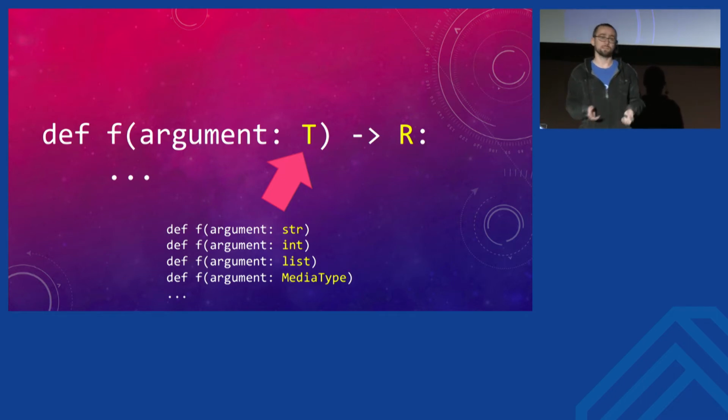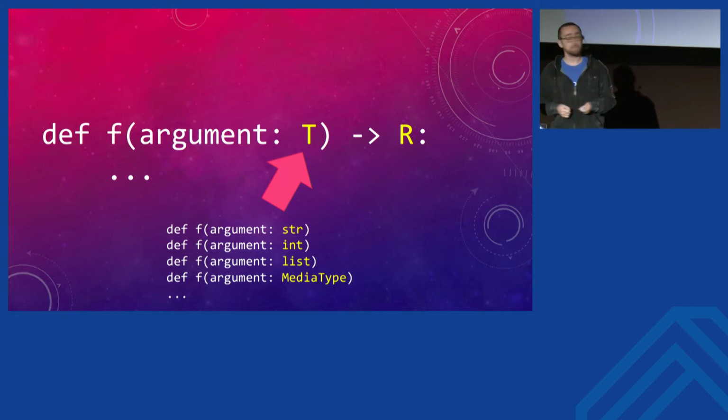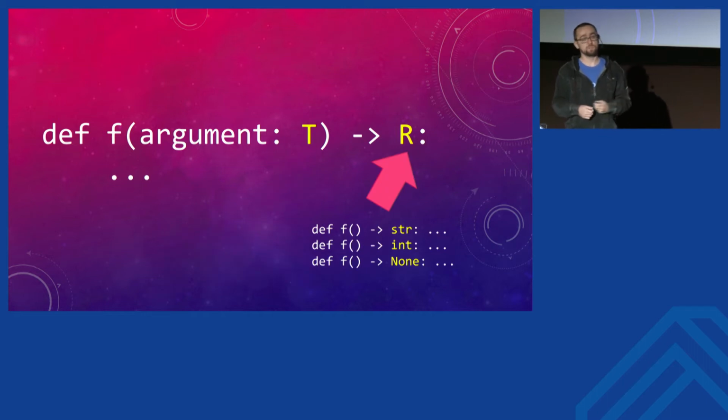So if you define a class, you can use that class, like media type, which is one of the types in the Instagram code base. So yeah, that's it. And then you have the return type. And that's pretty much the same thing.